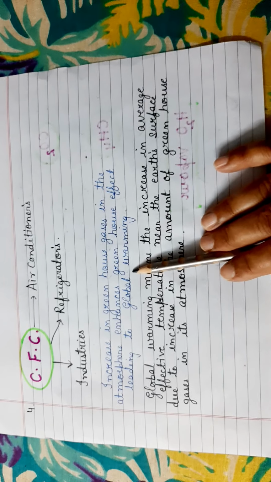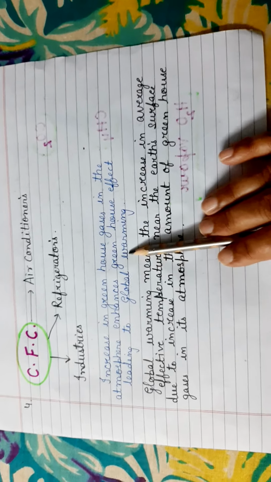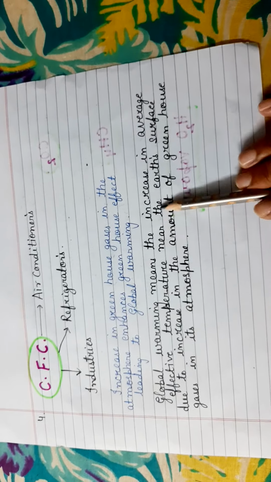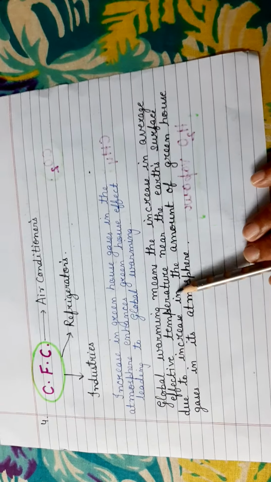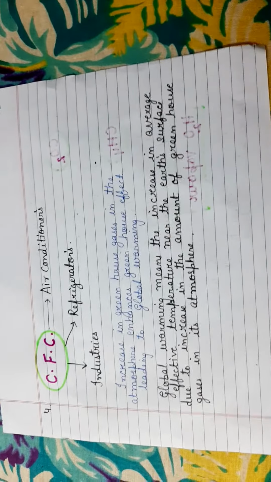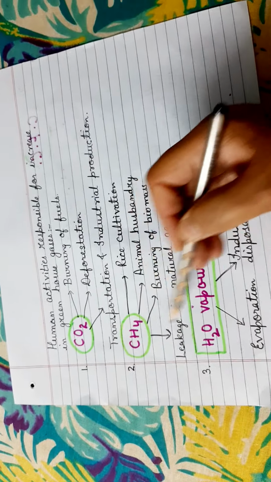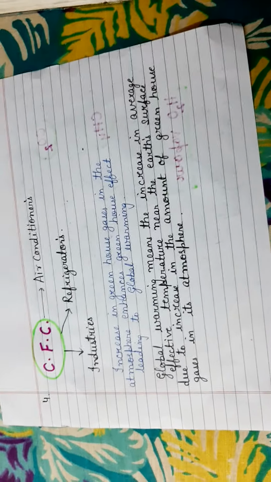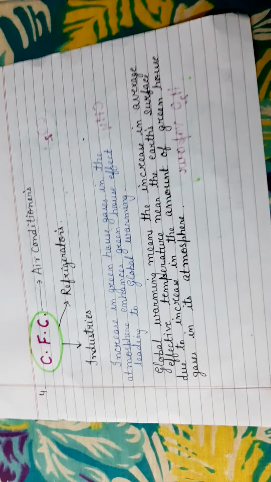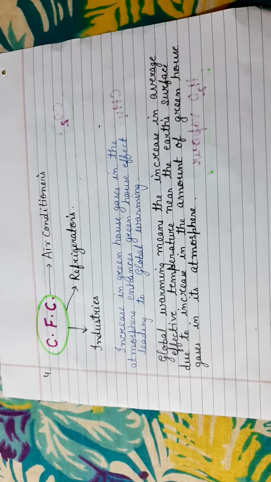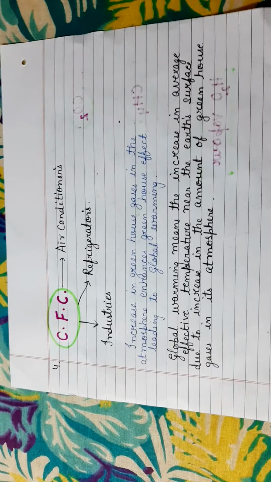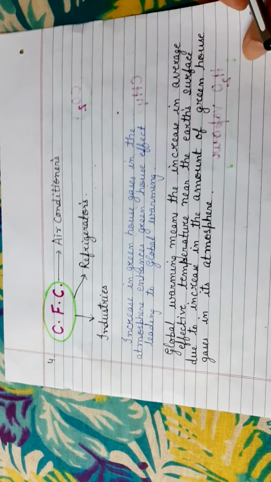Children, you must have studied about it in environmental studies also. So global warming means an increase in the average effective temperature near the Earth's surface due to an increase in the amount of greenhouse gases in the atmosphere. Okay, children, if these greenhouse gases, namely carbon dioxide, methane, water vapor, and CFC, are under control, then it is not going to have a harmful impact. But if it increases drastically due to various human activities as shown, it is going to have a harmful impact on the earth.